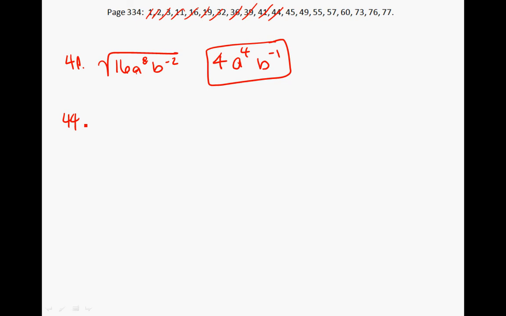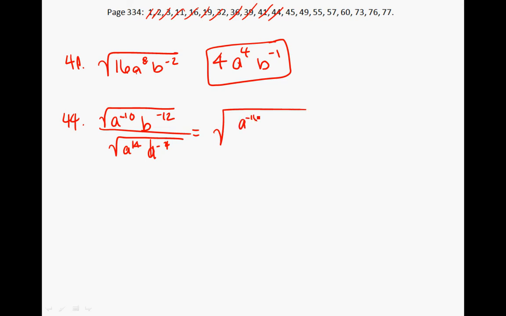Okay, number 44, we have this expression, a to the negative 10, b to the negative 12, over a to the 14th, and d to the negative 4. Okay, so we can simplify this first of all into a single square root. So that gives us a to the negative 10, b to the negative 12, over a to the 14th, d to the negative 4, and that's all one square root.